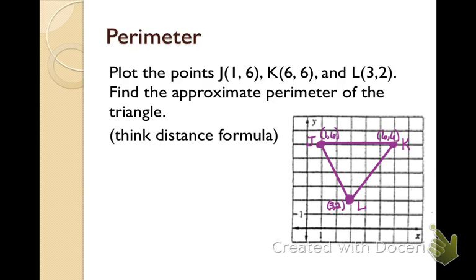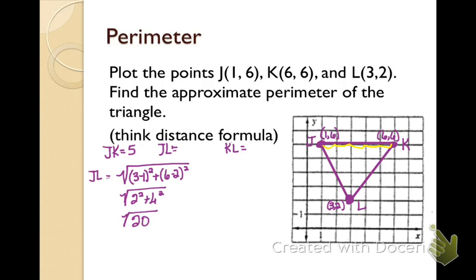Now that I've plotted these points, I can just count the length of JK. It is 1, 2, 3, 4, 5 units. So I know the length of JK equals 5 units. But the length of JL isn't easy, so I'm going to have to use the distance formula to find this.